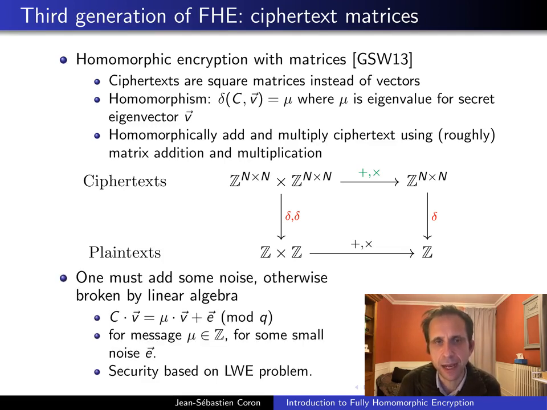As previously, this scheme is not secure, because by linear algebra, by simply diagonalizing the matrix, we can recover all the eigenvectors and the eigenvalues. So there will be no security. As previously, we are going to add some noise to prevent the linear algebra attacks. So it works like this. Now the secret eigenvector v is not really an eigenvector of the matrix C. It's only an approximate eigenvector. This means that C times v is mu times v plus some error e. So we add this noise e. The error e is a small vector, small noise. And mu, the approximate eigenvalue, is the message. And one can prove that the security of this scheme is based on the learning with errors problem.